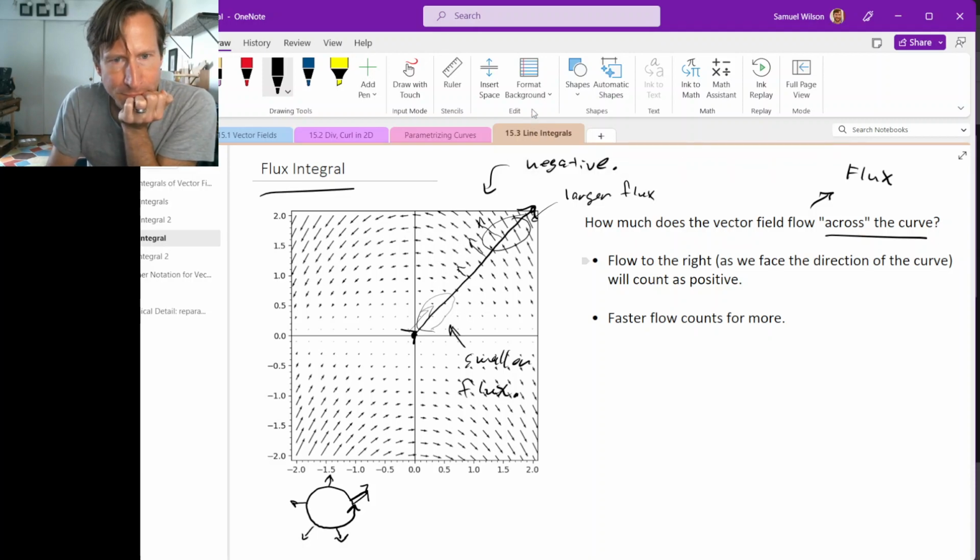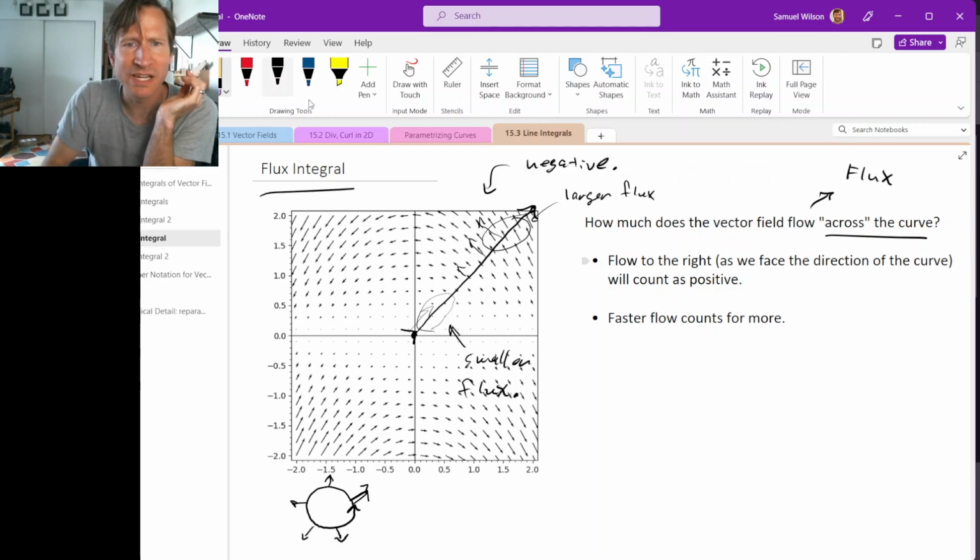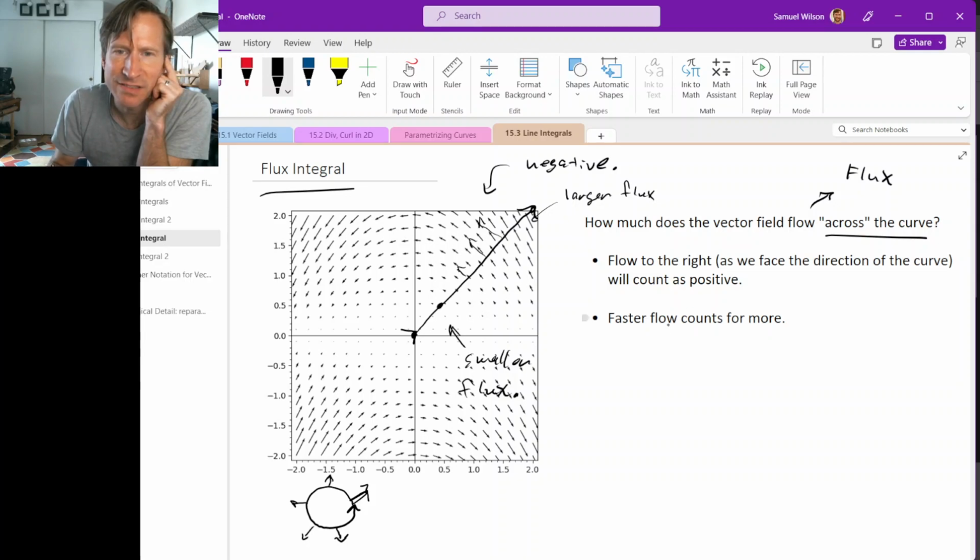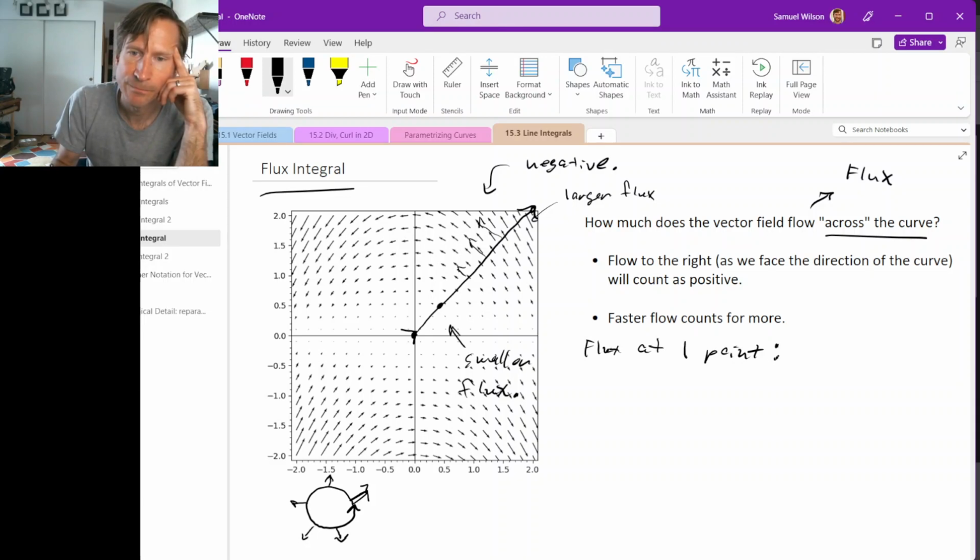Okay. So just like when we invented a flow integral, all we need to do is measure at a single point. If we can measure these things at a single point, then we can just do a scalar line integral to get the total flux. So let's see if we can measure the flux at a single point along the curve.